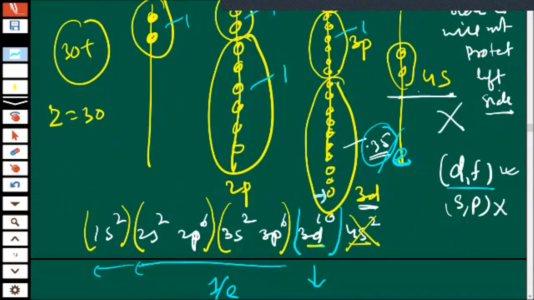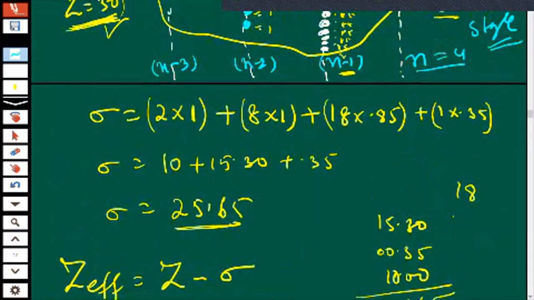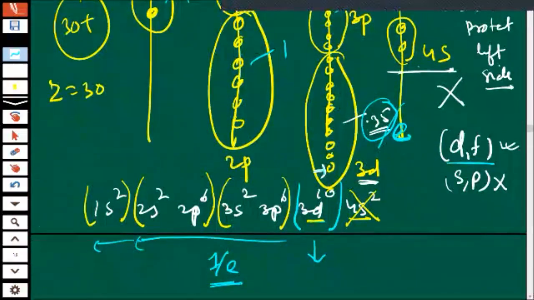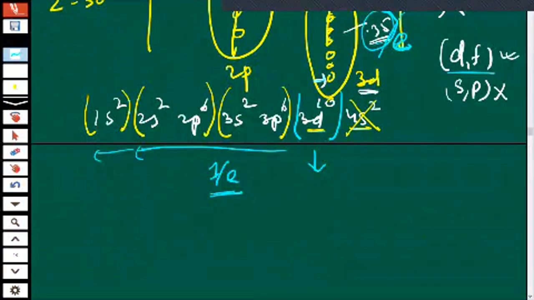Very nice rule, very easy rule. So now let us calculate. Very easy rule. Then SP. In SP case 0.85 also comes, but here that is removed. For D and F, the remaining members of the group contribute 0.35 and all the left hand side will contribute 1 per electron. Now let us see what is the sigma value. So can we start from this side? So in the first orbit 2 electrons are there.